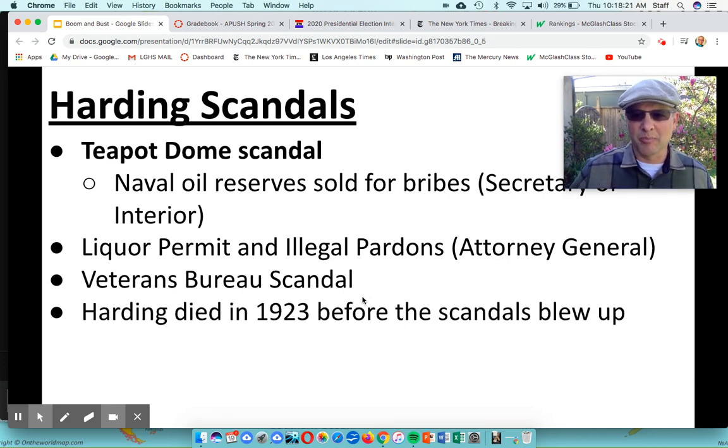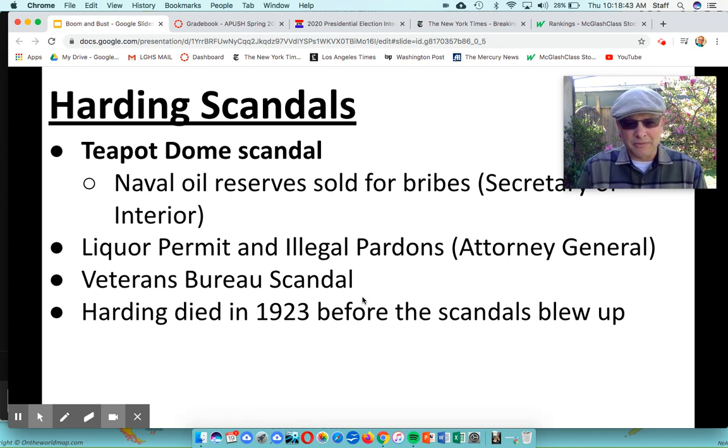Harding has one of the most timely deaths ever, you've got to say, because he died just as all his scandals were bubbling to the surface. And when he died, people just sort of stopped digging into how close it got to him, because the guy's dead, and let's just move on. So Harding was at least complicit, at least negligent, in allowing his people under him to get involved in scandals.